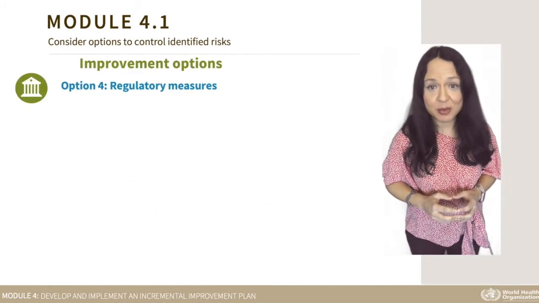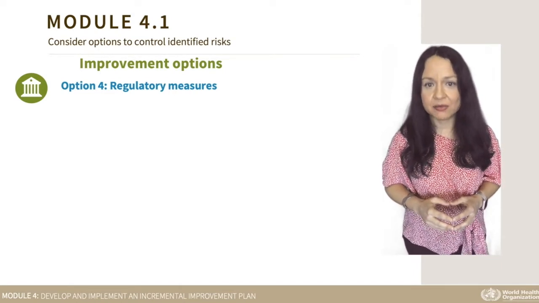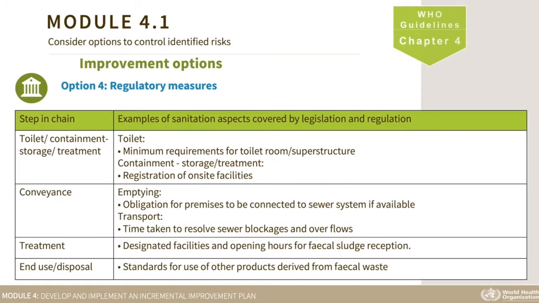Another key improvement option has to do with regulatory mechanisms such as legislation, regulation, standards, and guidelines. Areas that may require legislation and regulation are presented in the 2018 WHO Guidelines in Chapter 4. For instance, for toilets, there could be a bylaw with technical standards for toilet room and substructure. Also for containment, there could be a decree to register on-site facilities. Licensing is a procedure to regulate fecal sludge emptying trucks.